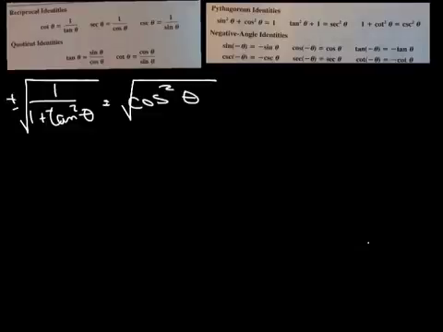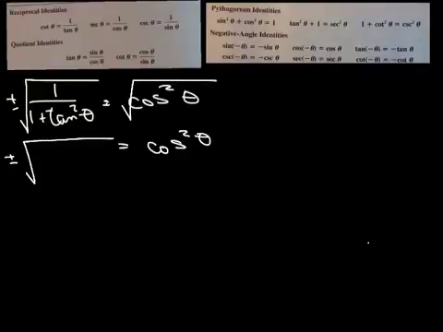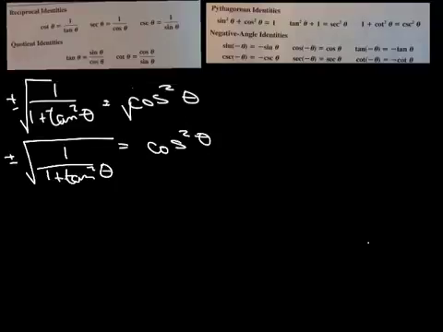And that's plus or minus. And so this becomes cosine squared theta equals plus or minus the square root of 1 over 1 plus tangent squared theta. Okay, so I just tried to rewrite this top one here without the radical sign and make it a little neater. Alright, so that's what I've got.